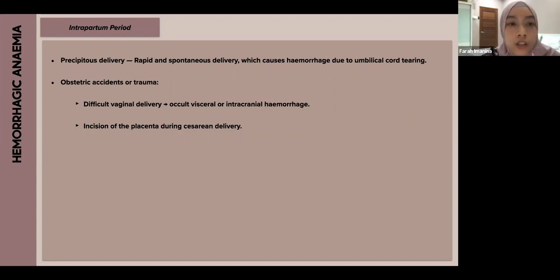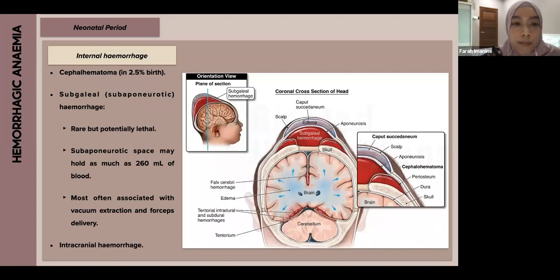In the neonatal period, another possible cause is internal hemorrhage, which may be due to birth trauma. For example, we have cephalhematoma, subgaleal hemorrhage, and intracranial hemorrhage. A bit about subgaleal hemorrhage: it is a rare condition, but potentially lethal. Basically it is a hemorrhage in the subaponeurotic space, this space right here. It is a very big potential space that extends from the orbital ridge to the base of the skull.